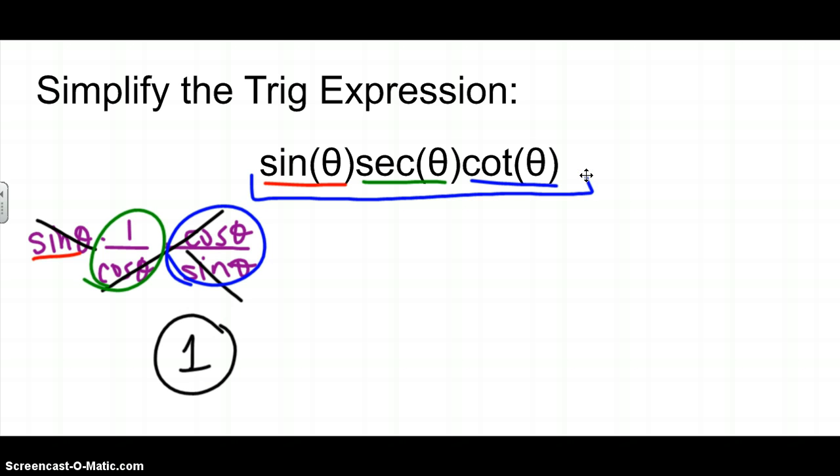If you picked an angle and you multiplied its sine value times its secant value times its cotangent value, it will always simplify to 1. It would not matter what angle you pick for theta. That will always be true.